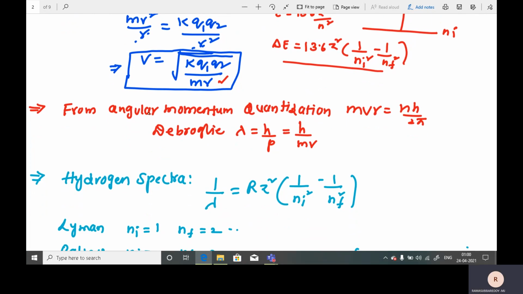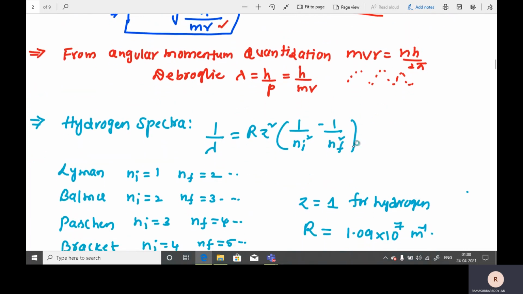From Bohr postulate, if you take the angular momentum condition, quantization of angular momentum, mvr is equal to nh by 2 pi. And de Broglie hypothesis: lambda is equal to h by p, that is h by mv. What is de Broglie hypothesis? Every matter wave or every particle is associated with a wave. Every particle is associated in the form of a wave.